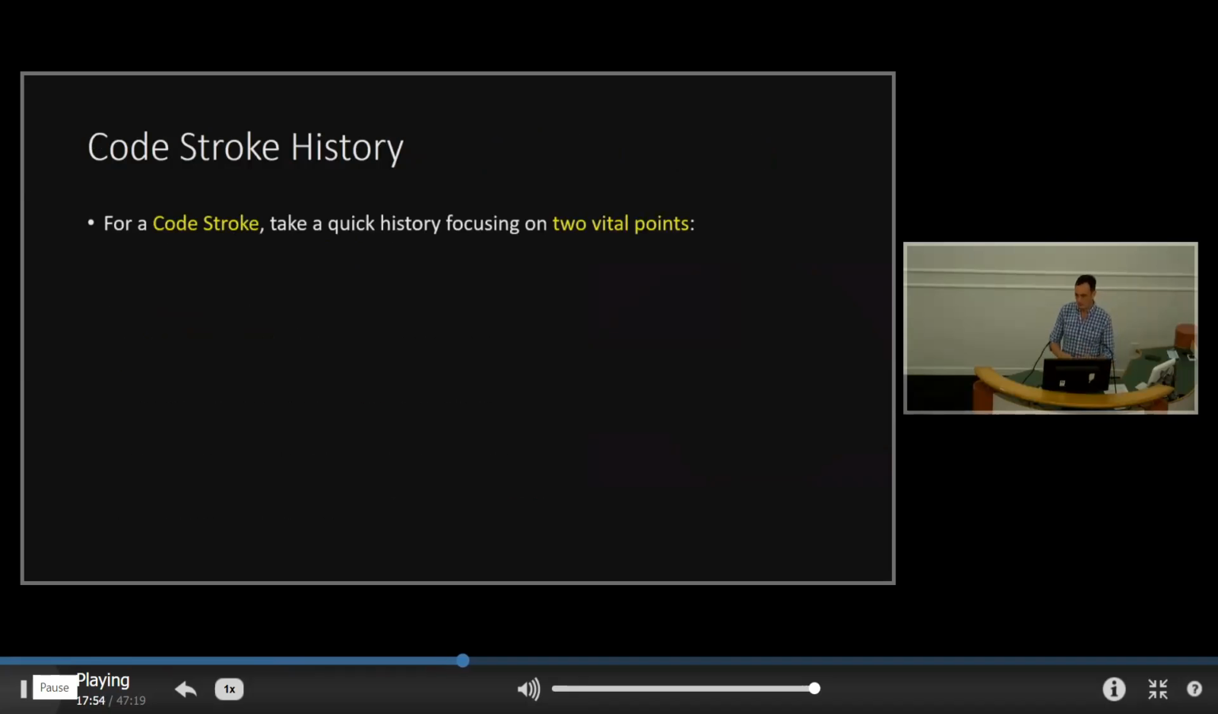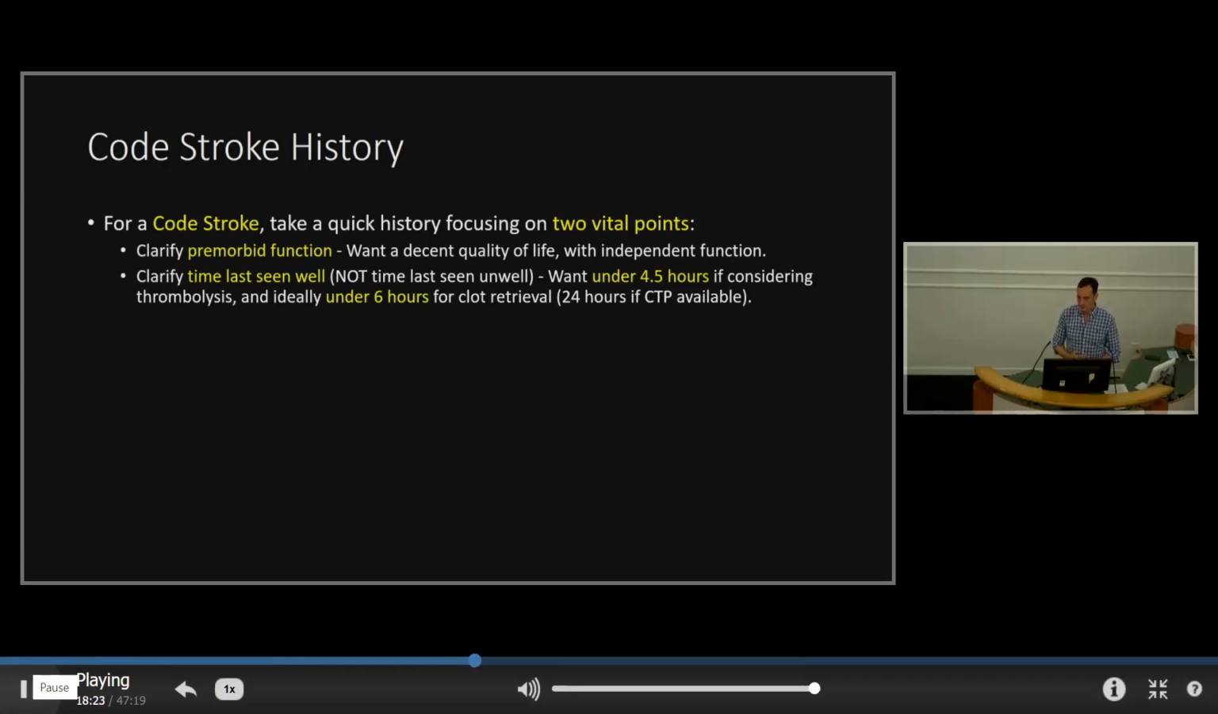Okay, so for a code stroke, you're on the wards, it's 3 a.m., and you get a code stroke. You go down, there are really 2 points of the history that are absolutely vital to clarify fully. The first is the premorbid function of the patient. So we do want a decent quality of life with independent function. That is very important. When you're talking about reasonably aggressive reperfusion therapies, then you'd like to know that there is a reason that you are doing them.